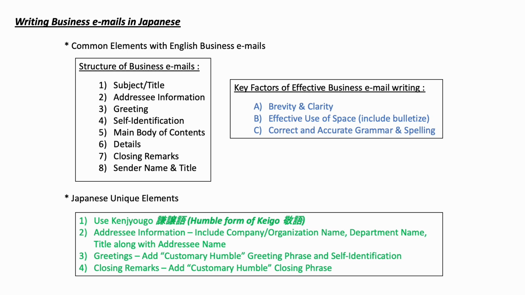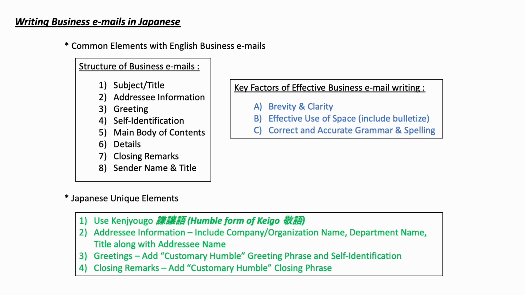The first unique point and the formality here is to include the company or the organization name, department name, and title of the recipient along with the addressee name. In Japan, teaming and belonging to a company or organization is more important than being addressed as an individual.